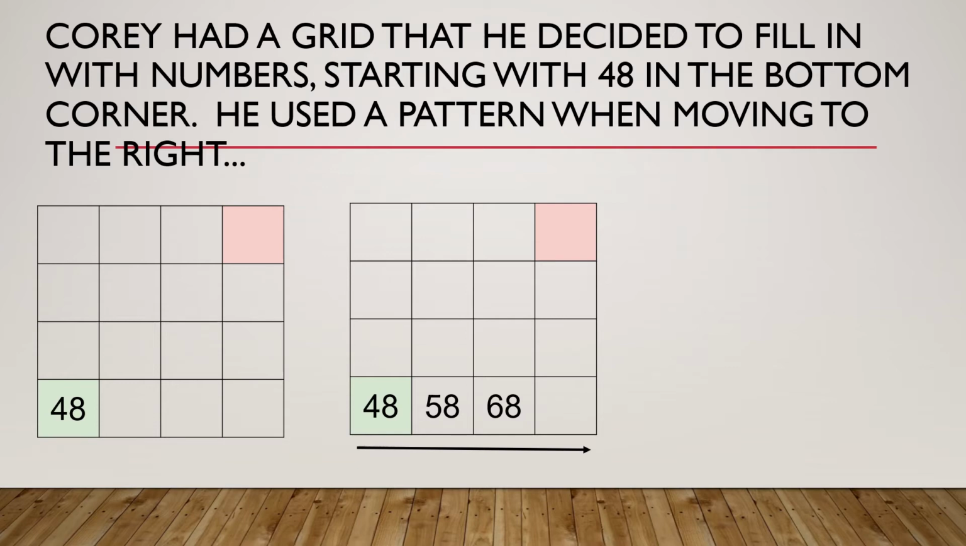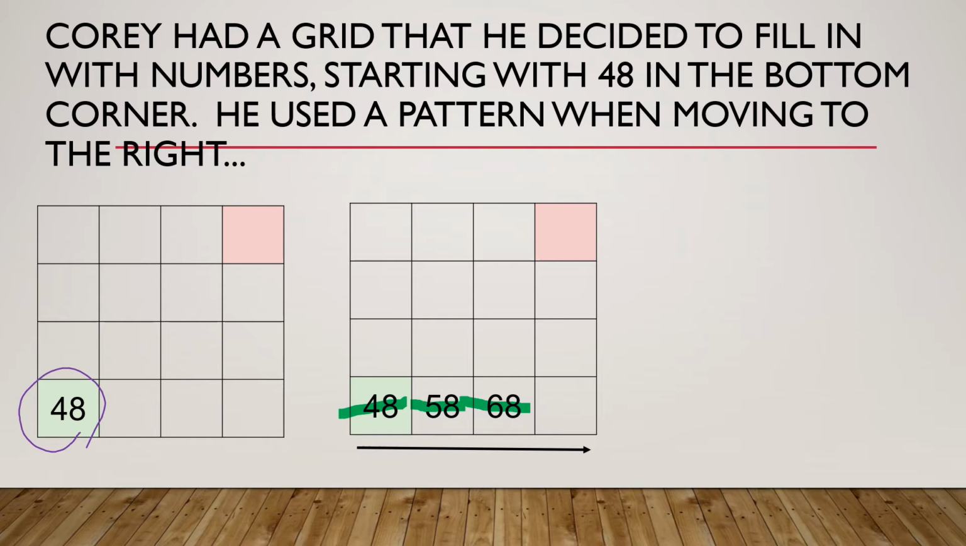Well, let's see. In this first grid, Corey started with 48. Let me circle that for you. And let's look at the next grid. He started with 48, and we're going to highlight these numbers just like we did on our 120 chart. He started with 48, and then he went to 58, and he continued going to the right, and he had 68. Wait a minute. I think I see a pattern. Do you see the pattern, boys and girls? Look at the number in the ones column.